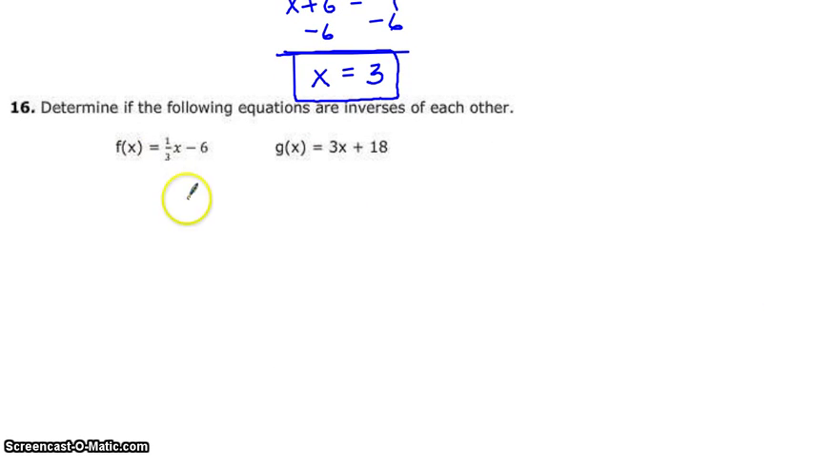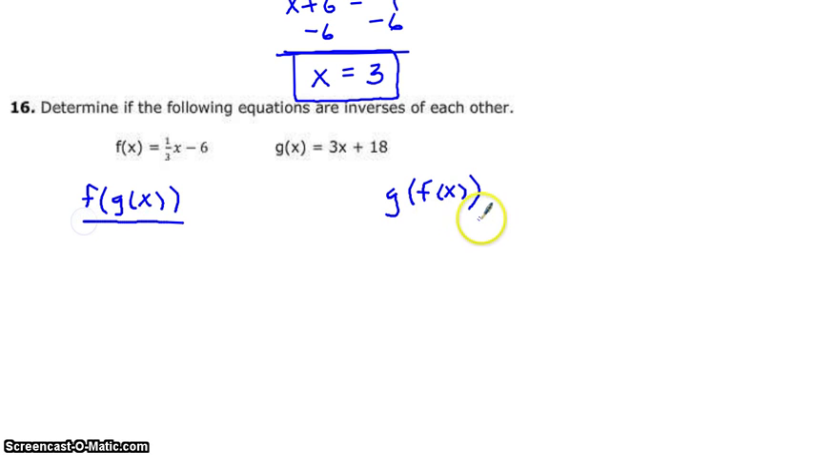All right, last one, are these inverses of each other. So we have to do two different things here. You got to do f of g of x, and then if that works, you have to do g of f of x. All right, if both of them work, then the answer is yes. These are inverses. All right, so f of g of x. I'm going to take g and I'm going to plug it in for x in the f equation. So it'll look like this.